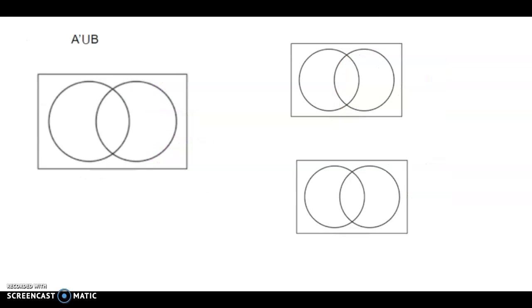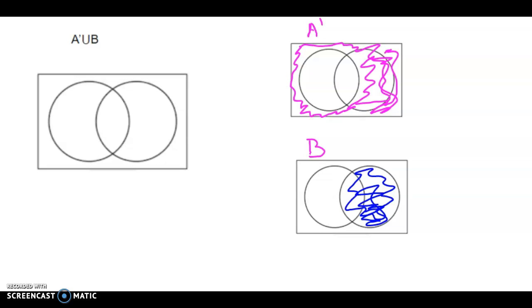Unions to me are even easier. Not to imply that this is easy, because that's kind of condescending, especially if you don't understand it and it's not easy. But these are easier to me. A prime, I'm going to shade first, then I'm going to shade B, and then I'm going to put them together. I have them both shaded, and now I'm just going to take them both and put them both on the union Venn diagram.